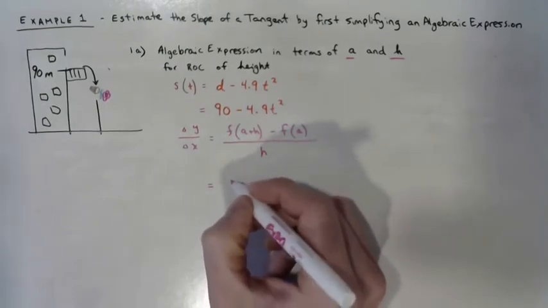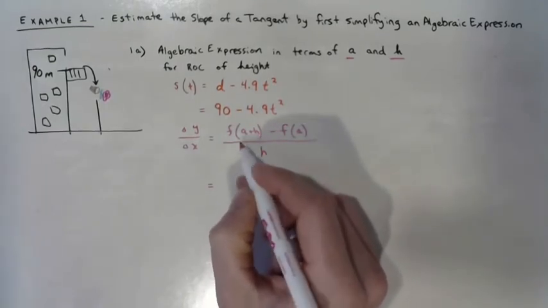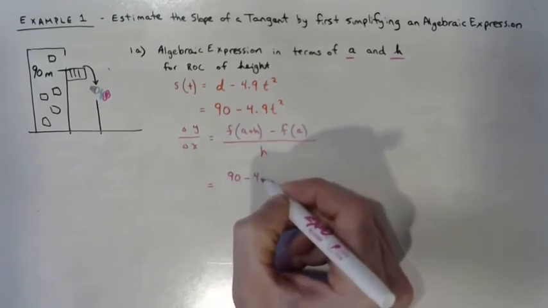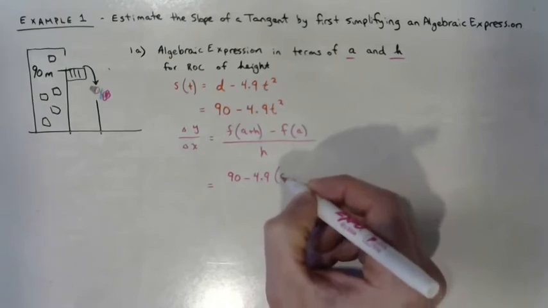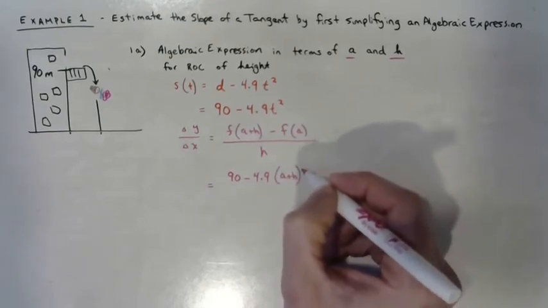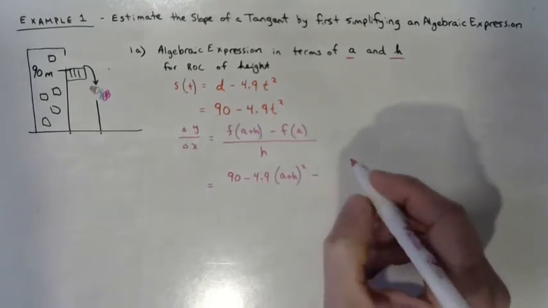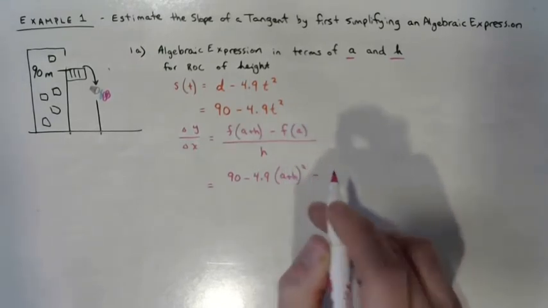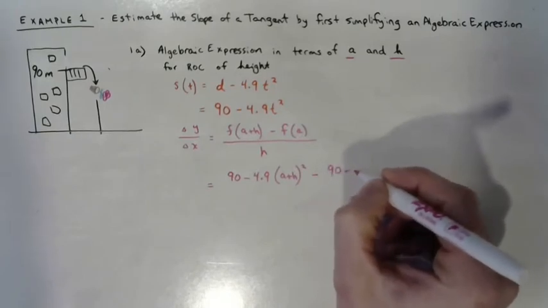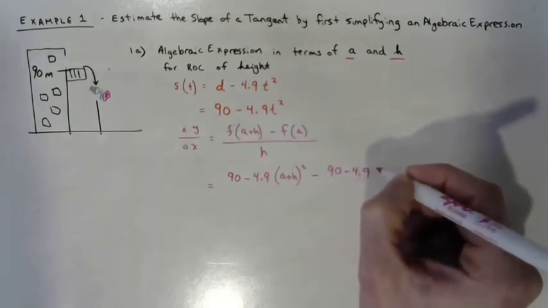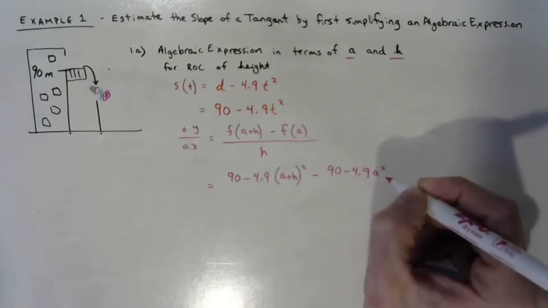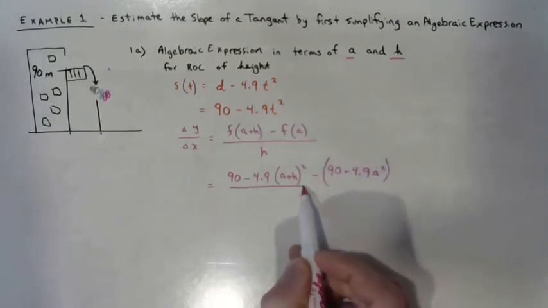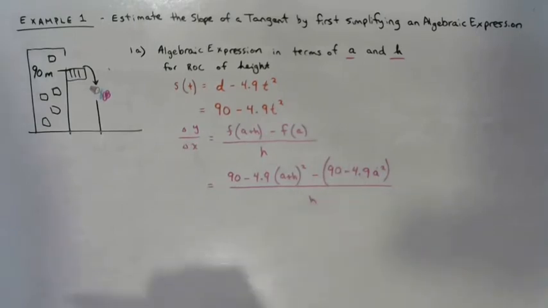So here we go. We're going to have the value of the function at a plus h. Well, that is 90 minus 4.9. And wherever I see t, I'm going to put in a plus h as my variable. Minus the value of the function at a. So 90 minus 4.9 a squared. And this second guy needs to be in brackets. Okay, the denominator remains h.